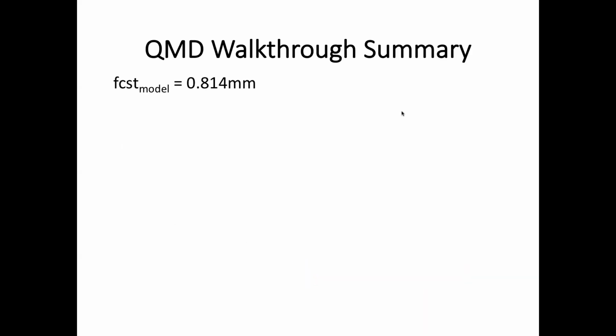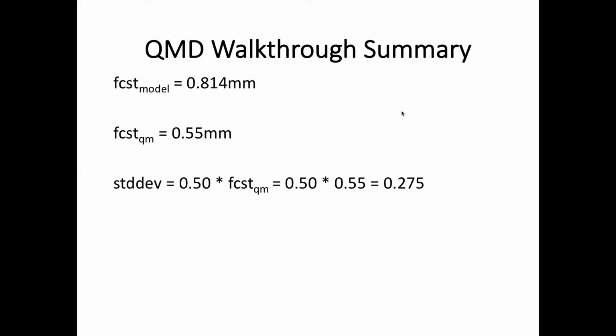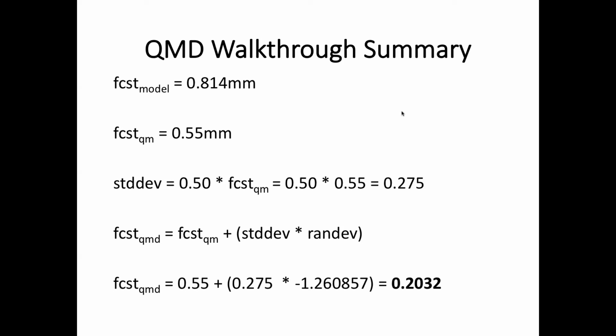So the summary of the walkthrough is we start off with a raw forecast model of 0.8. It is quantile mapped down to 0.55. We have our standard deviation that we calculate. And then we come to our quantile mapped and dressed value. That's where the random noise comes in: we multiply the standard deviation by the random number deviate, which in this case is a negative 1.2 value. So we come out with a quantile mapped value of 0.20 millimeters.